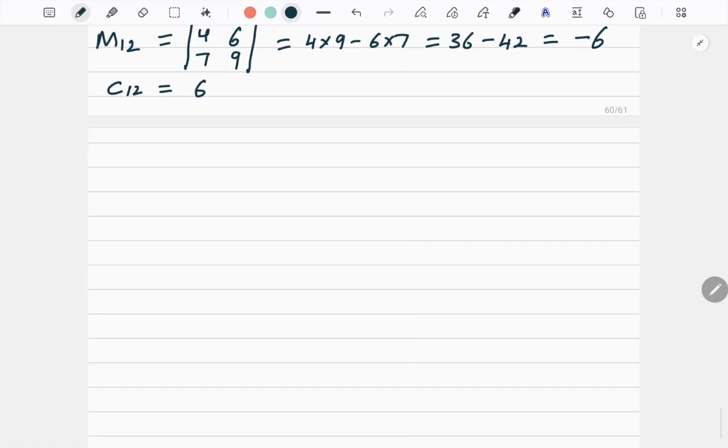So in general, what I can say, for a matrix, if I am writing a minor Mij, then what will be the cofactor? Cofactor will be minus 1 to the power i plus j times Mij. So this value will give me Cij, which is the cofactor.